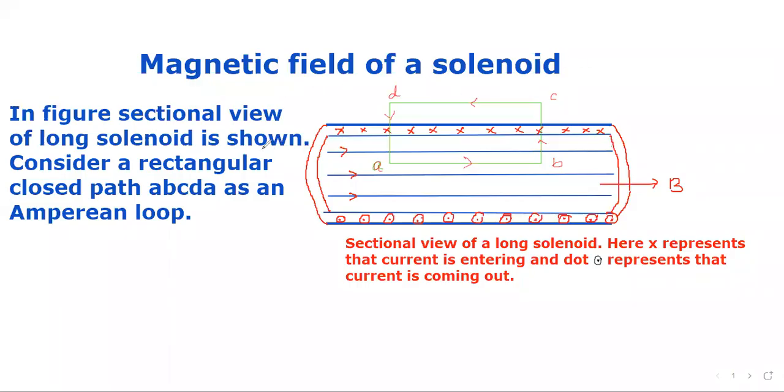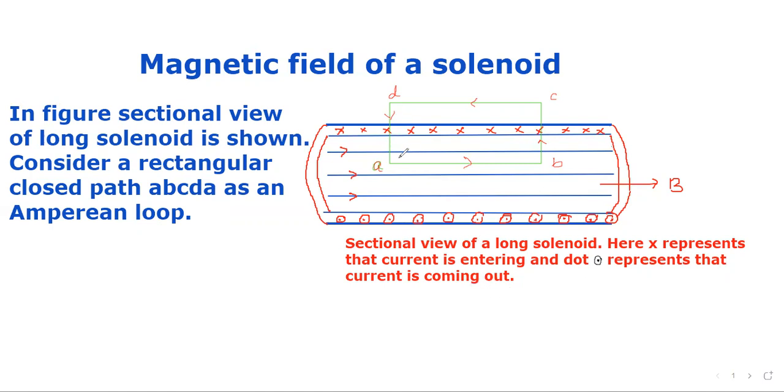Magnetic field of a solenoid. In the figure, a sectional view of a long solenoid is shown. Consider a rectangular closed path ABCDA as an Amperian loop. Here is the sectional view of the long solenoid. A cross represents that current is entering and a dot represents that current is coming out.